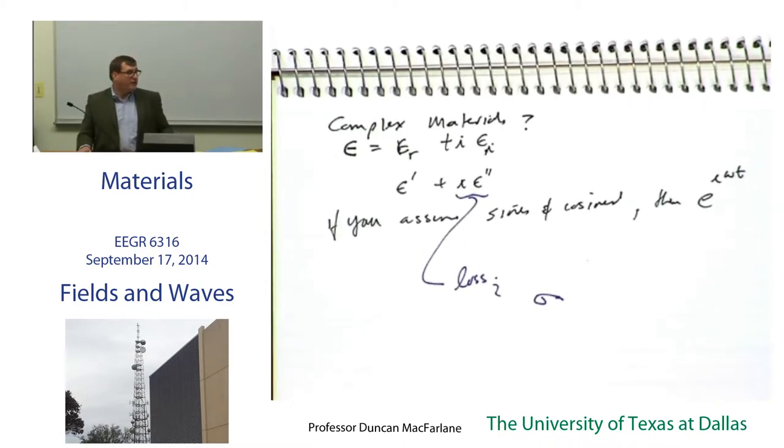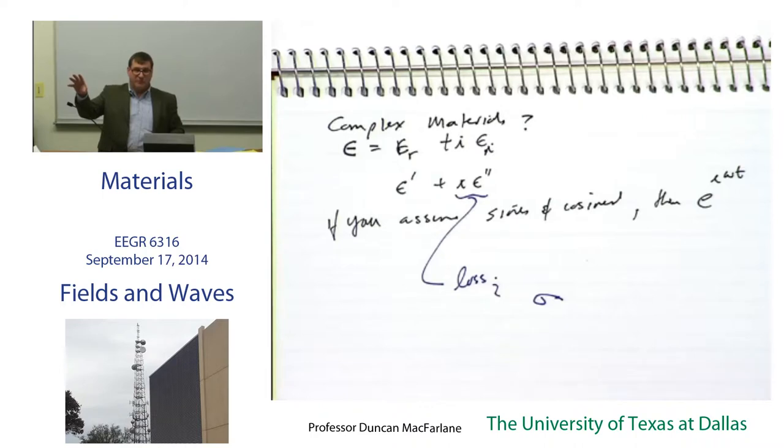You can put all your loss in the conductivity term, the sigma term, where Poynting's theorem says it belongs. Capacitive storage, inductive storage, and the dissipative term is the sigma E squared term.